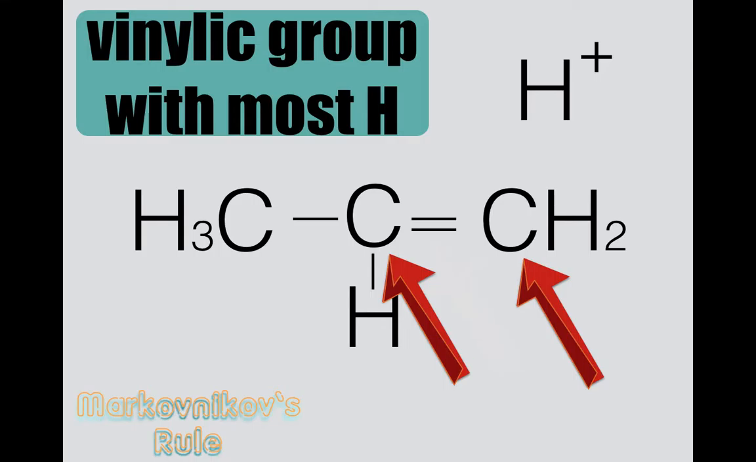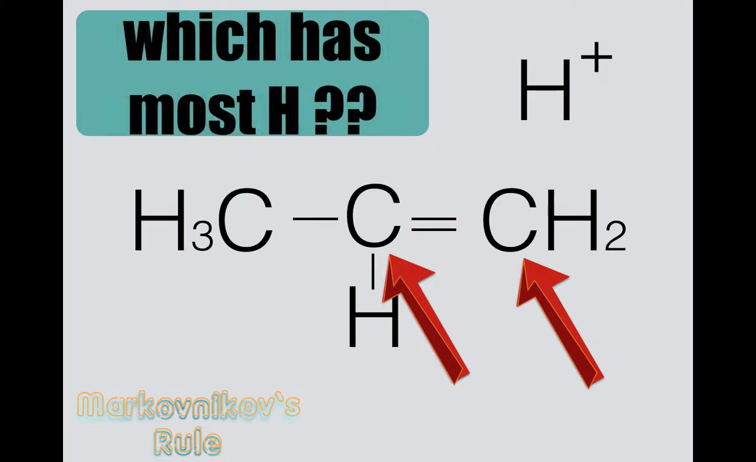So there's a term that's used for determining which vinylic group our hydrogen will bond with. Okay, so think of the term the rich get richer. So whichever carbon has the most hydrogens attached to it, that's the vinylic group that our hydrogen ion will choose to bond with. Okay? So again, I look at my two carbons where my double bond is, and I look, the rich get richer. So that means the one who has the most hydrogens will get the hydrogen ion.